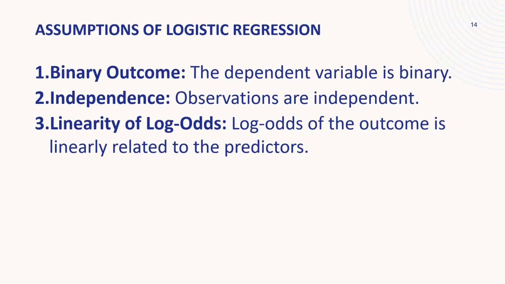Now let's discuss the assumptions of logistic regression. First, the dependent variable should be binary in nature, which can take value 0 or 1. Observations should be independent, that is, they should not get influenced by each other. And the logarithmic transformation of your odds should give a linear model. That is, the logarithmic transformation of odds should be linearly related to the set of independent variables, the predictors.